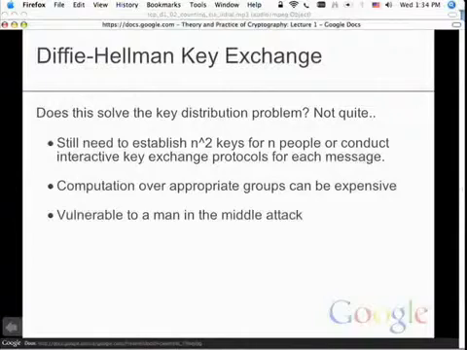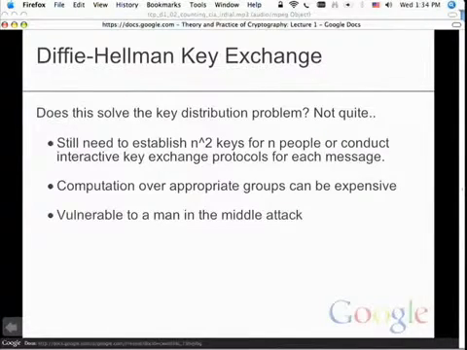So this doesn't really solve the problem completely. You still would need to establish n-squared keys for n people. You'd have to do this protocol with everybody, and maybe you do it for every communication session, but it's not like you can have one key that everyone in the world can use.